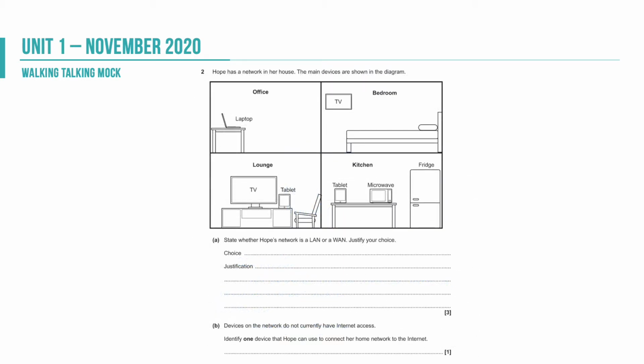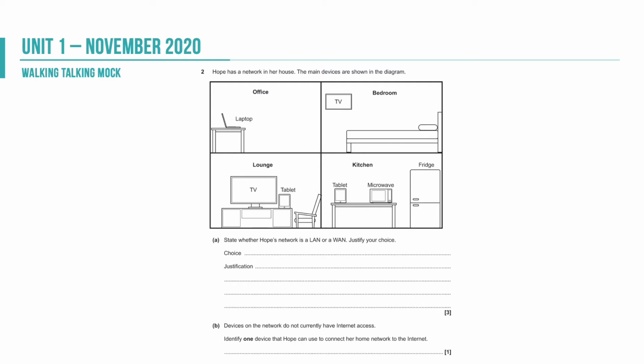As we move on to the new page, we've got a new question. Within Unit 1, every time there's a new question, there is usually a new scenario. Within this one, we've got Hope, and Hope has a network in her house. The main devices are shown in the diagram. We've got to state whether Hope's network is a LAN or a WAN, and then we've got to justify our choice. Anything within one home or one small area is a LAN.